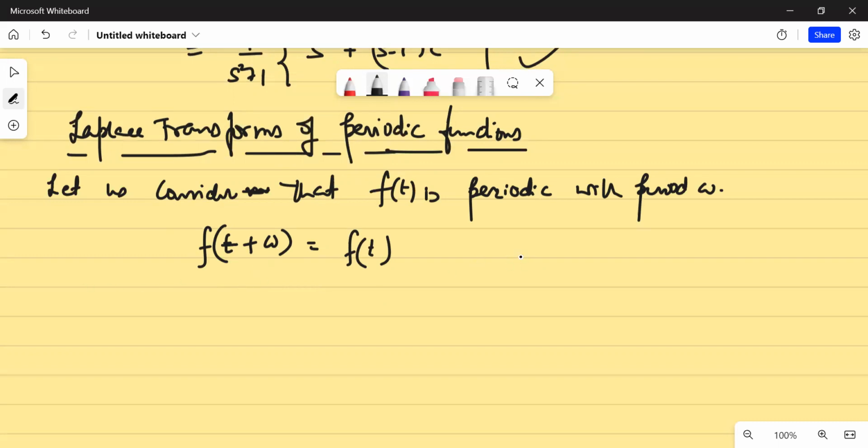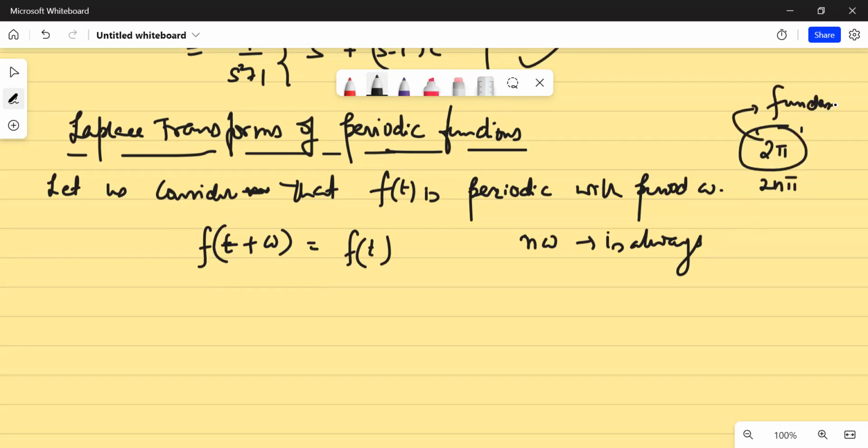And also remember that if omega is the period, then n omega is always a period. If I say that my function sin x has period 2 pi, then the period of sin x would be 2 pi n also. What I want to say is that if the period of sin is 2 pi, then 2n pi is also a period. This particular one is called the fundamental period, that is the smallest one of them.